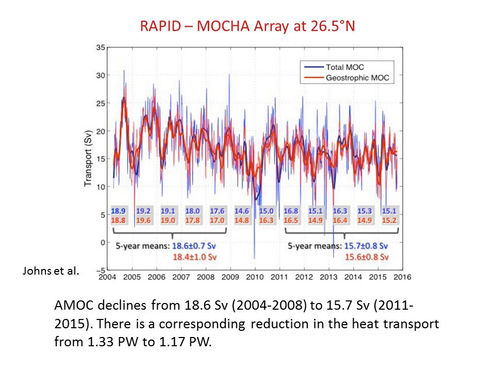So with that, I would like to show a few recent results and some ongoing projects, initially from observations. As many of you are probably aware, there is the RAPID MOCHA array at 26.5 degrees north in the North Atlantic, and it is providing us estimates.